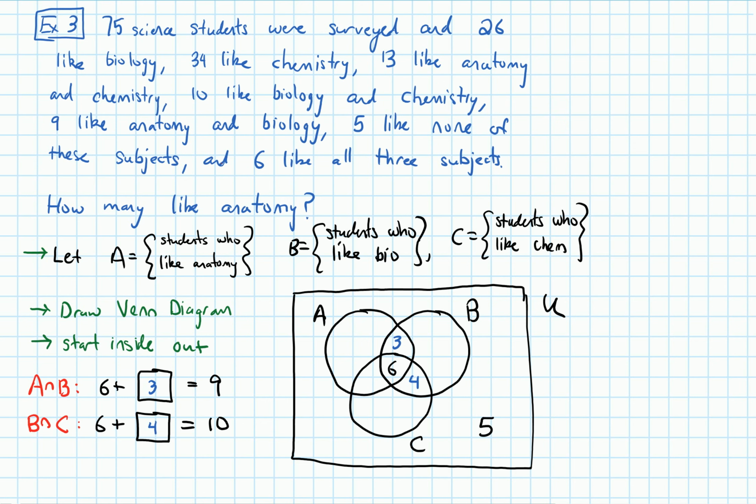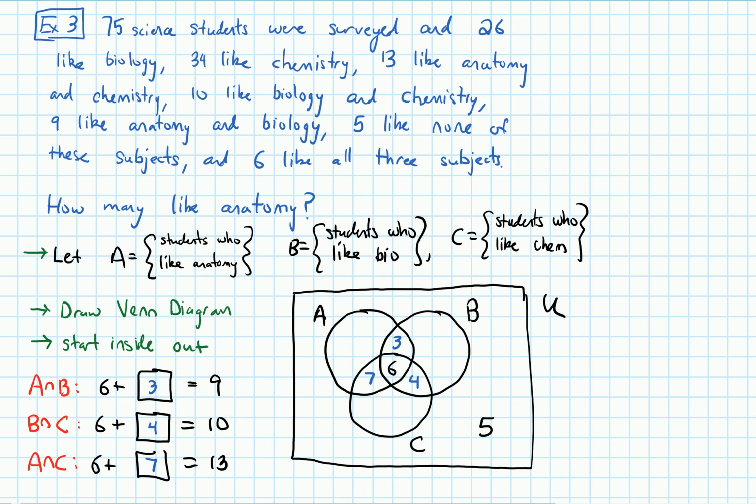All right, so I'm going to move a little bit more quickly through the last one. If I do A intersection C, that region, I would get 6 plus some missing value. And how many students like anatomy and chem? Well, 13 do. And I can see that 7 is the missing value there. So I would put a 7 here.